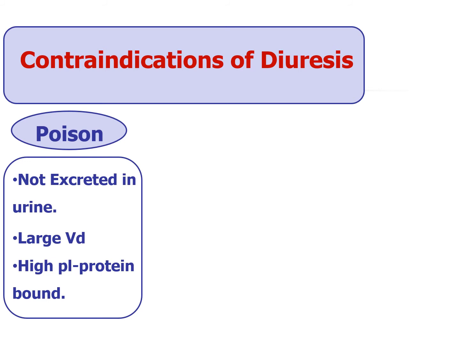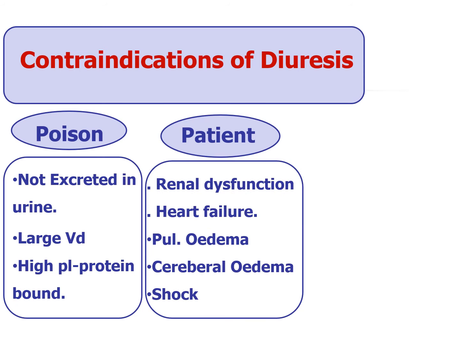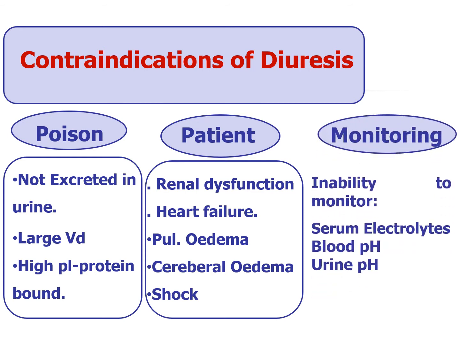Also, the patient may suffer from renal dysfunction or any disease related to fluid overload like heart failure, pulmonary edema, or cerebral edema, or maybe shock. If the patient fits for diuresis, but I don't have a qualified lab to always monitor serum electrolytes, blood pH, and urine pH, I can't do diuresis.